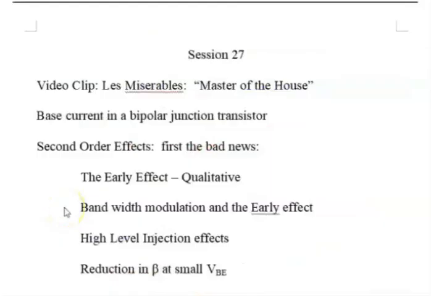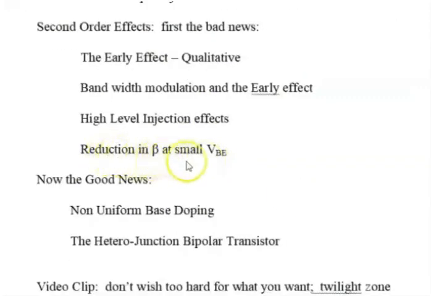Okay, welcome back. This is a broad outline of some of the topics we'll be covering in today's session. We're going to start off with a bit of mathematics. Hopefully it won't be too painful when we talk about the base currents in a bipolar junction transistor. And hopefully if we get through this in one piece, we'll be able to go on to the second-order effects, some of the things that degrade the performance, specifically the early voltage, the Early effect, high-level injection, reduction in beta for small forward biases.